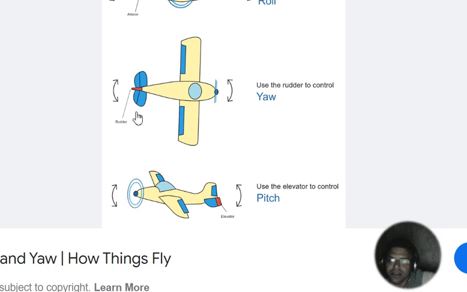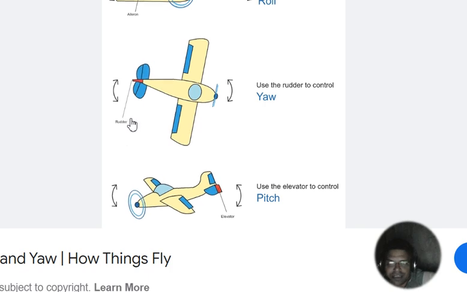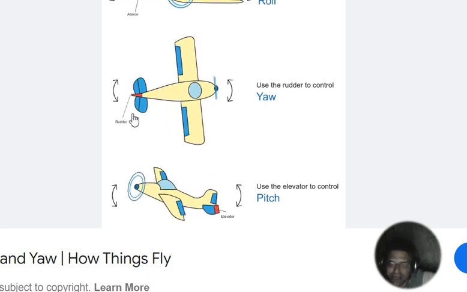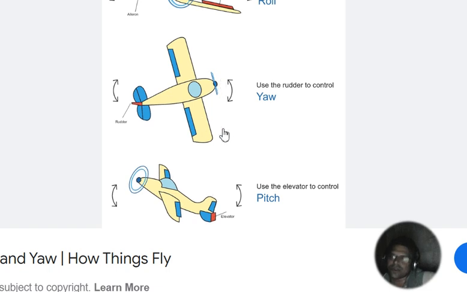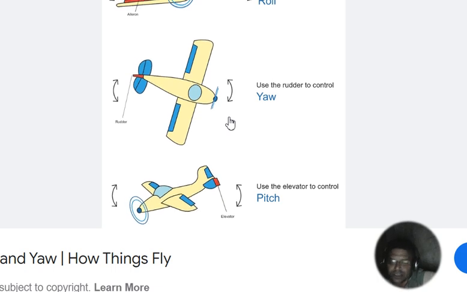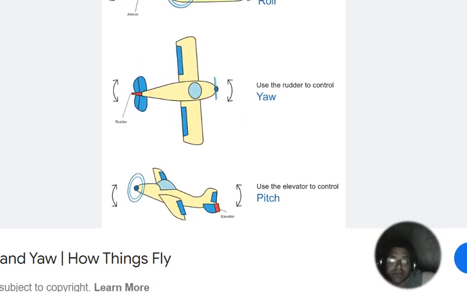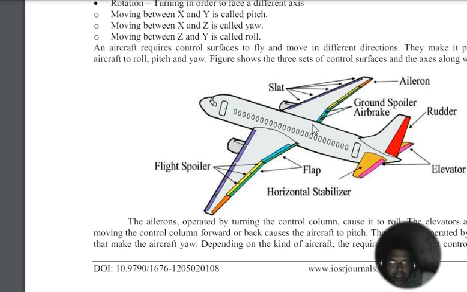When the rudder is tilted to the left, the aeroplane goes to the right. Actually, sorry, the rudder is tilted in the same direction. If the rudder is tilted to the left, the aeroplane goes to the left. If the rudder is tilted to the right, the aeroplane goes to the right. So the control surfaces play a very, very important role when we are talking about motion of an aeroplane.